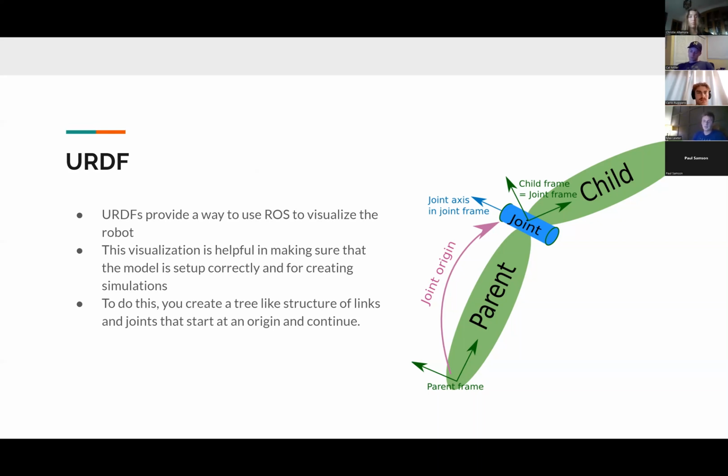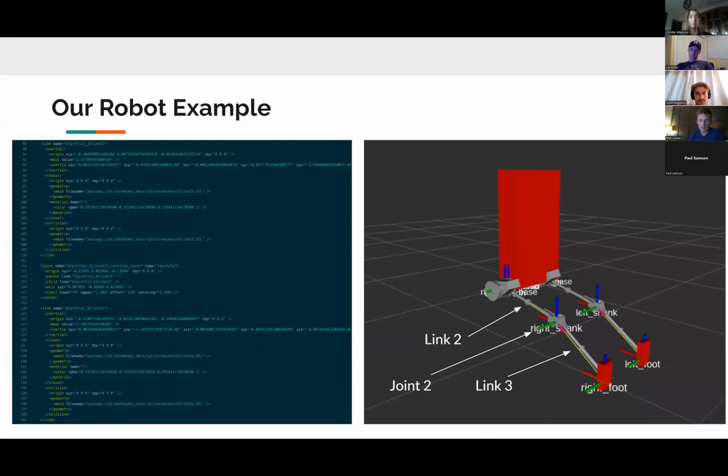To give you an example of that, here's what we're working with, and it looks very complex, and you don't need to worry about any of the details here. Just take a look at the top one, it says link 2, and that corresponds to this shaft right here, and then the subsequent joint after that is joint 2, and that corresponds to this knee joint, and then we have link 3, and so on and so forth. Joint 3 would be the ankle joint, link 4 would be the foot.